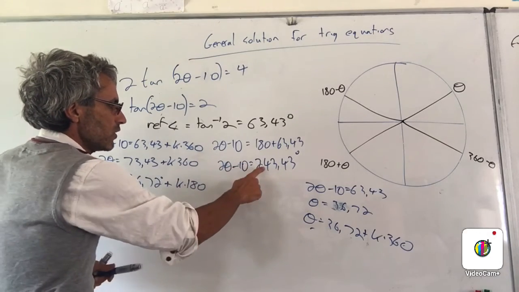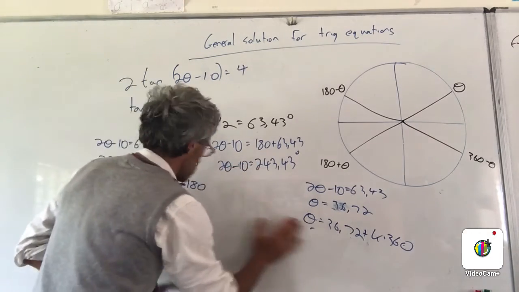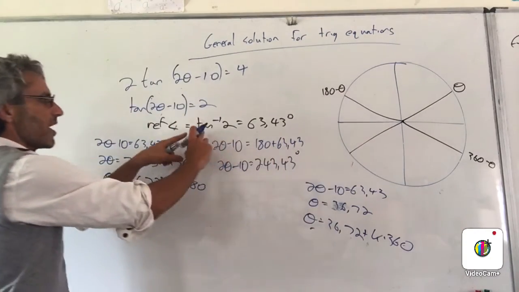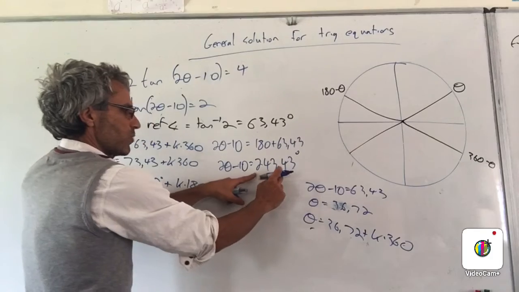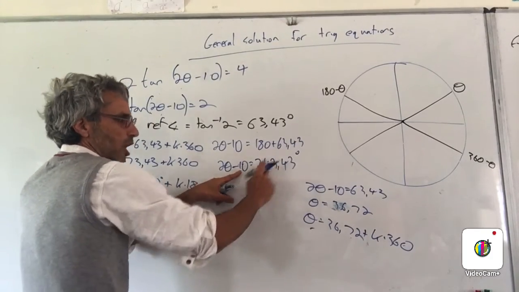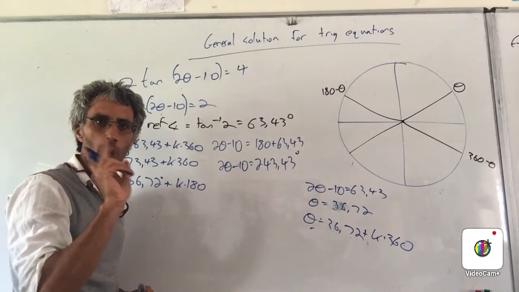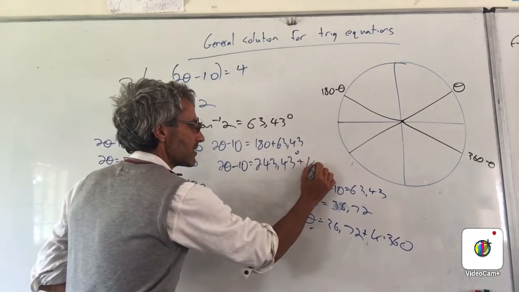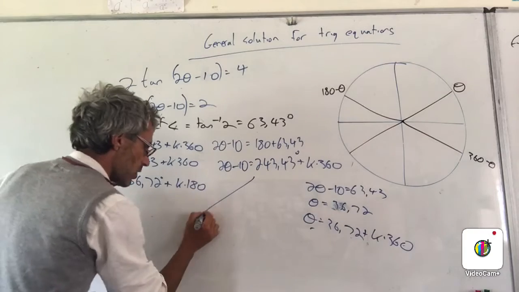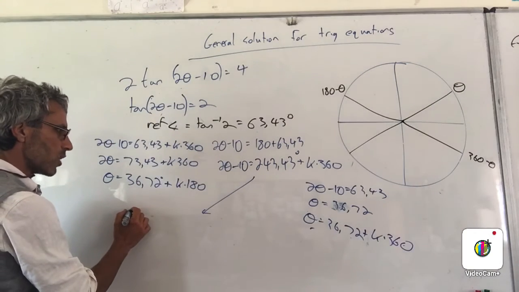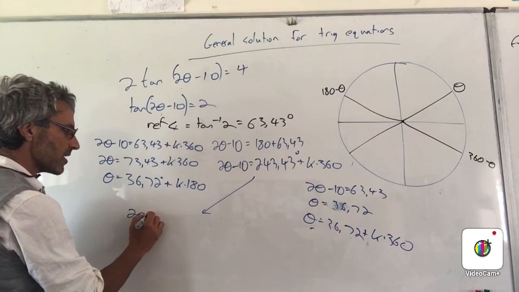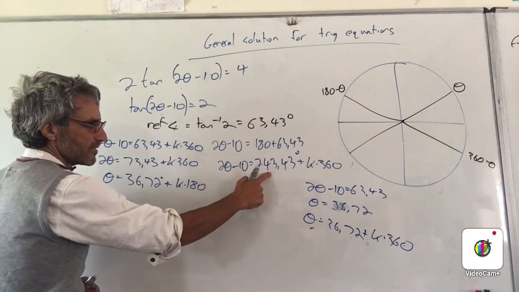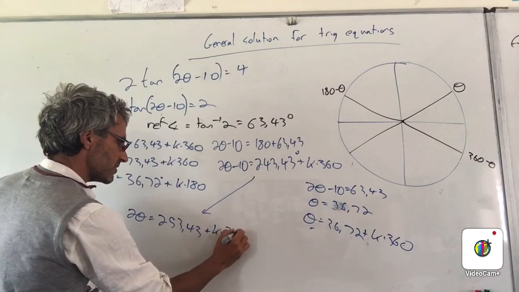So we have one class of answers, but that's not all of it. I also need to deal with that answer in the third quadrant, which we said was 243.43. Should I move the 10 now? No. What did I need to write still? Plus 360k. So now I'm going to say 2 theta equals 253.43, I'm just adding 10, plus k times 360.